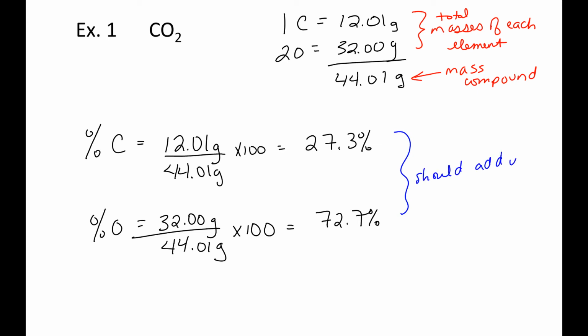Now, these two added up together should add up to 100%. If they don't, you've done something wrong. Now, if they add up to like 99.9 or 100.1%, you're close enough. If it's off by a little bit more than that, then you've probably done something wrong with rounding. Okay, so try to get as close to 100% as possible.